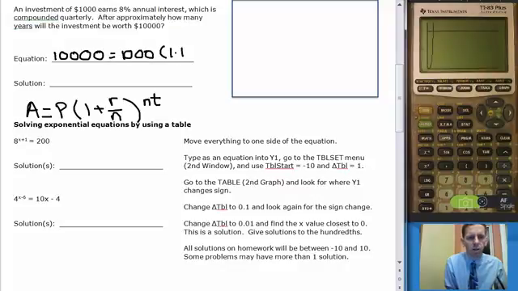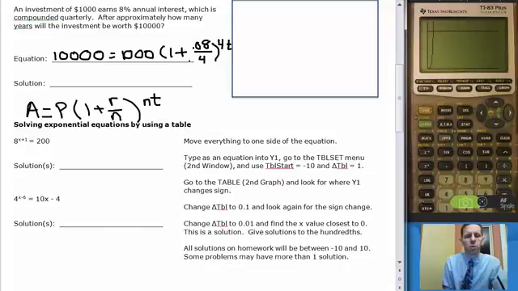parentheses, 1 plus. Our interest rate is 8%, which is 0.08, over the number of times the money is invested per year. Quarterly means that's 4 investments per year. There are 4 quarters in a whole, so quarterly means 4 times in the year. 4 is also the n value that goes in the exponent, and t is the value we're trying to find in this problem. That's how long our investment is going to need to be invested for to earn $10,000.